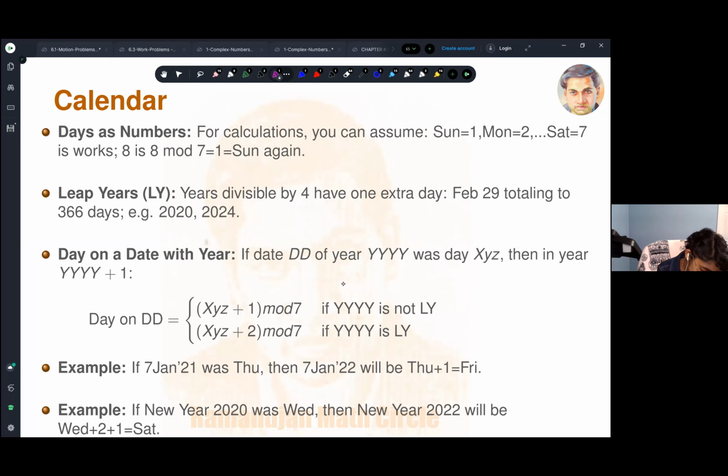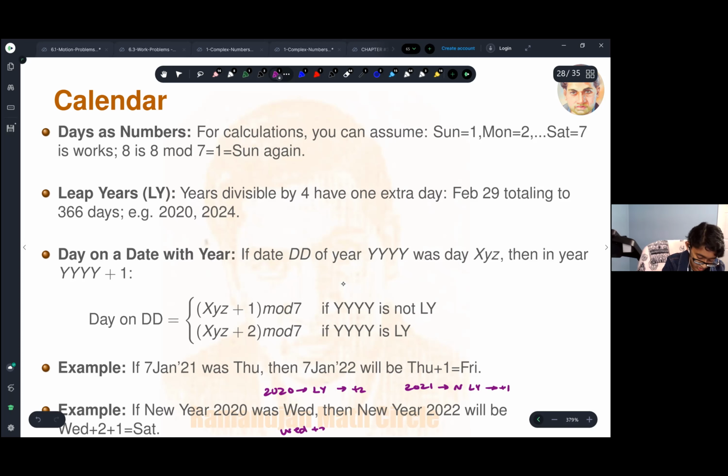Okay. So another example is if New Year 2020 was on a Wednesday, the New Year 2022 will be on, so 2020 is a leap year, so that will skip 2, and then 2021 is not a leap year, so it is a +1. So it'll be Wednesday +2 +1, which is equal to Saturday. So New Year 2022 will be on a Saturday, and indeed this year it was on a Saturday.